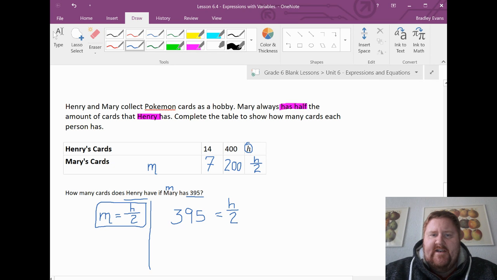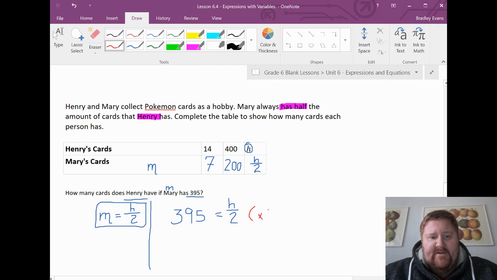Okay, so what do you think we need to do here? Well, 395 was half of what Henry has, which means that Henry must have more. We can expect an answer that Henry's going to have more cards than Mary. Okay, and how many more? Well, if Mary's is half of what Henry has, that means that Henry must have double.